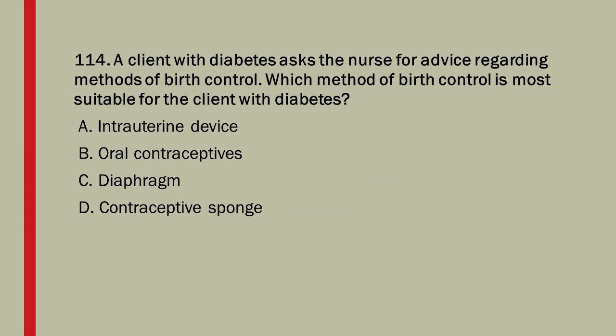114. A client with diabetes asks the nurse for advice regarding methods of birth control. Which method of birth control is most suitable for the client with diabetes? A. Intrauterine device. B. Oral contraceptives. C. Diaphragm. D. Contraceptive sponge.